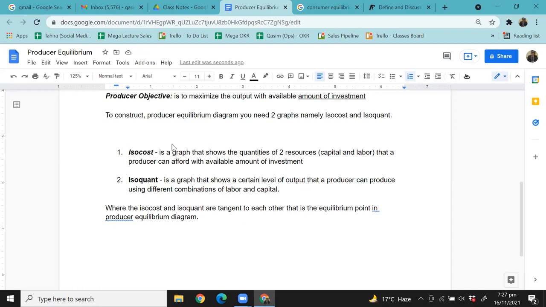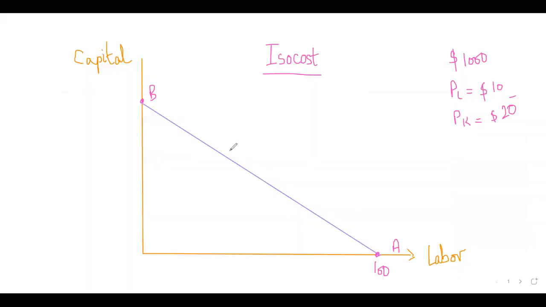Now, moving forward from here, where the two will be tangent to each other. Think about this. This was the isocost of this producer with this much amount of investment, and we assume this much is the price of each unit of labor, and this much is the price of each unit of capital. Now, you will draw different isoquants on this graph, and there would be one isoquant that will be tangent to your isocost. Is that making sense, students? Let me draw a neater one.